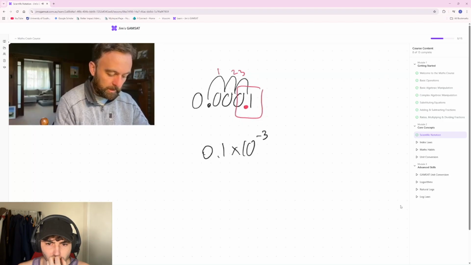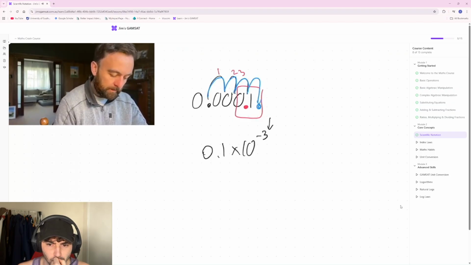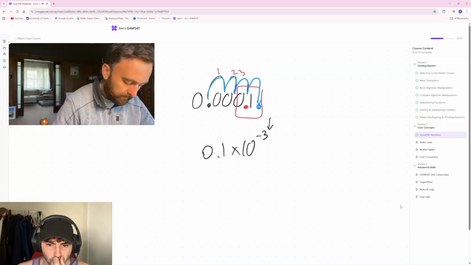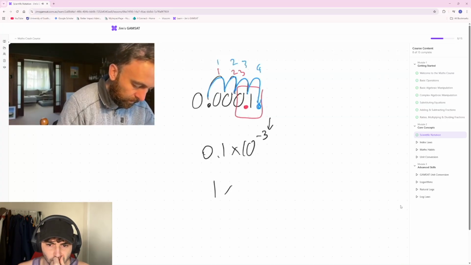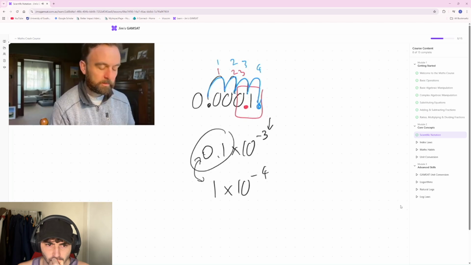You can see that I've done 3 jumps, so that number is a 3. That's perfectly fine. But generally, what you would do is jump 1, 2, 3, and go to the right-hand side of this number so that you're left with a positive single-digit number. In that case, we've done 4 jumps, so you get 1 times 10 to the minus 4. These numbers are equivalent, but you would generally go to the right-hand side of that number so you don't end up with a decimal in your scientific notation.